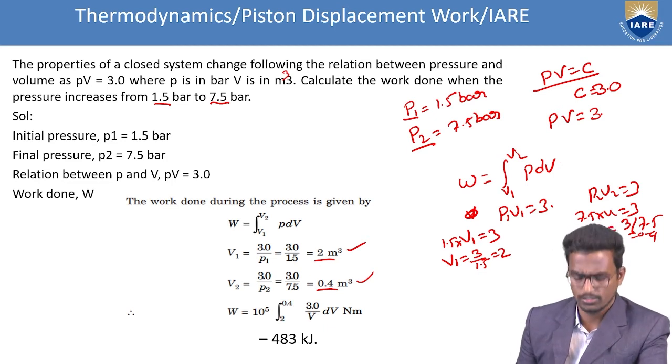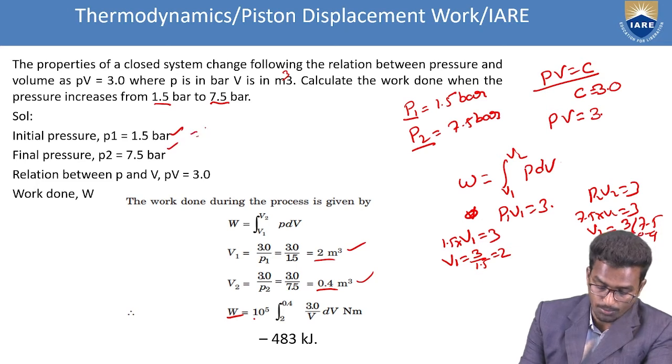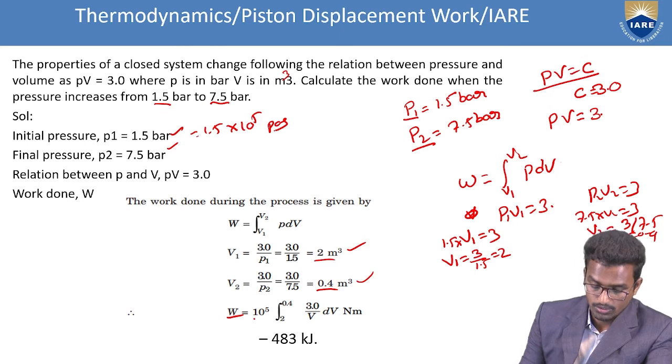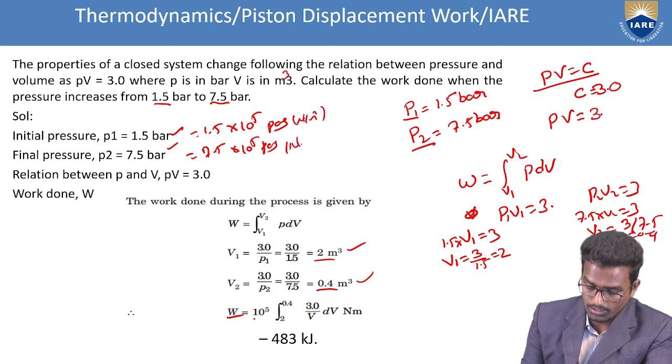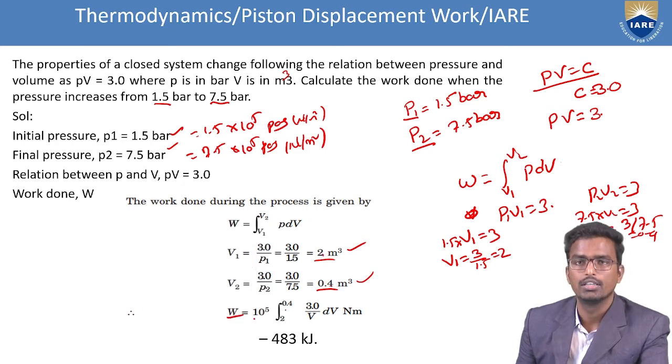It is very easy to find, right? So, you know that work is equal to 10 power 5, because you have converted in terms of bar. So 1.5 bar means 1.5 into 10 power 5 pascals, and 7.5 means 7.5 into 10 power 5 pascals, or nothing but Newton per meter square. So W is equal to 10 power 5 times the integral, and what are the limits? It is from 2 to 0.4. That means volume is decreasing.